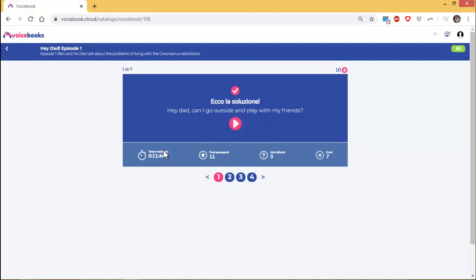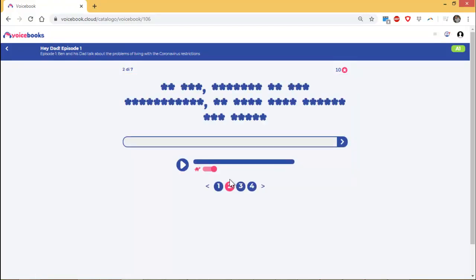So having done that, we can see that it took me 11 minutes to complete that. I earned myself 11 points. I asked for help 3 times by clicking on the words, and I made 7 mistakes. And the next thing that I can do, of course, is to go on to the second phrase. And this is the dad speaking. Let's put it on normal speed. No, Ben. Because of the coronavirus, we must stay inside our house. Etc., etc. And you continue working in this way.